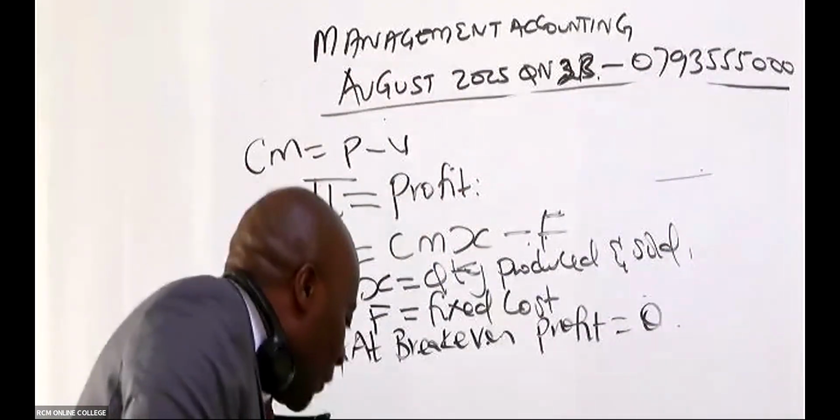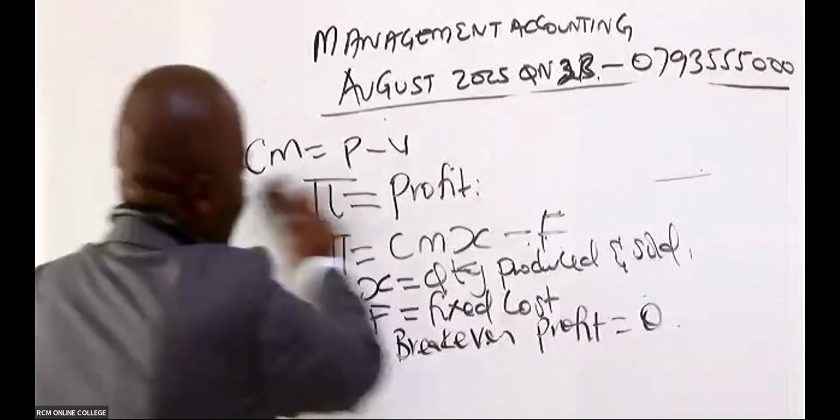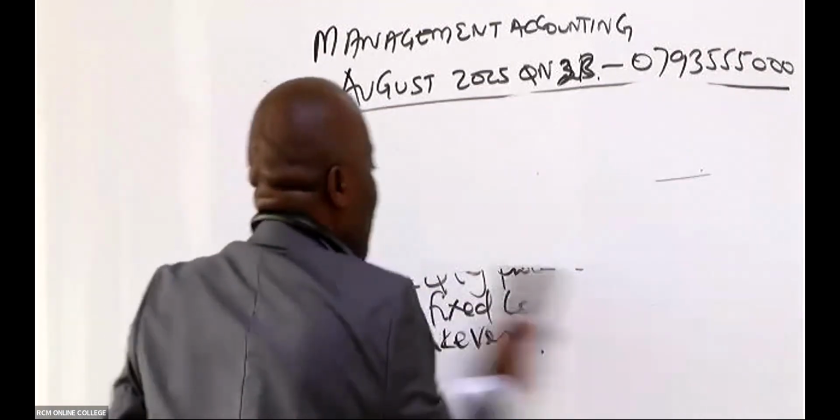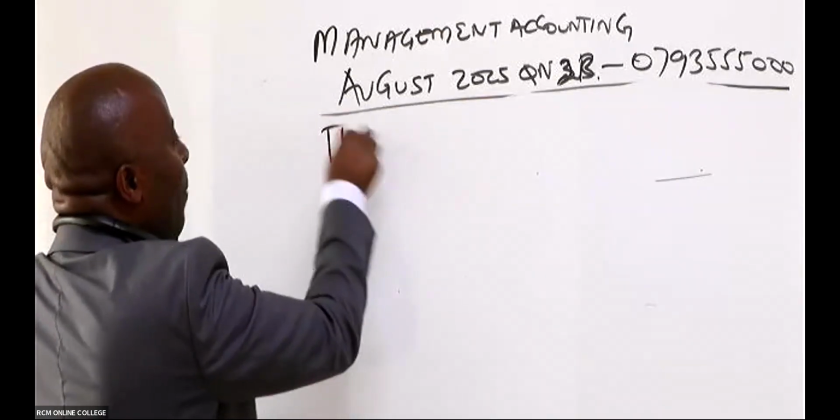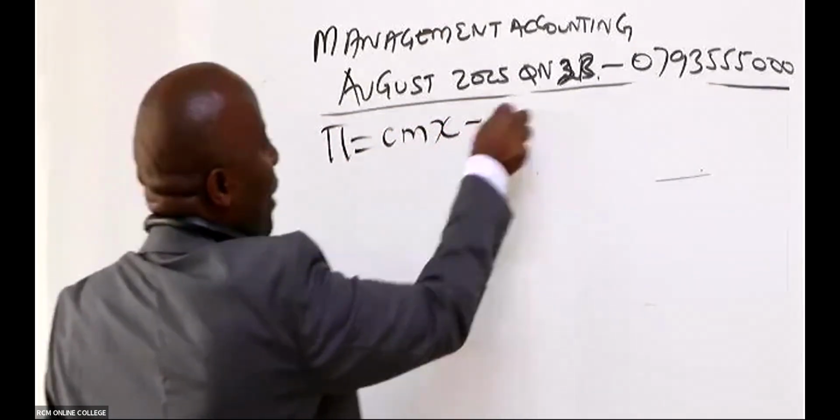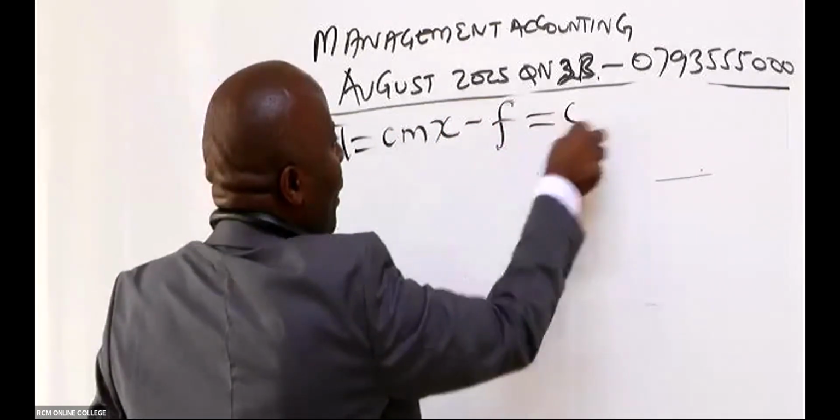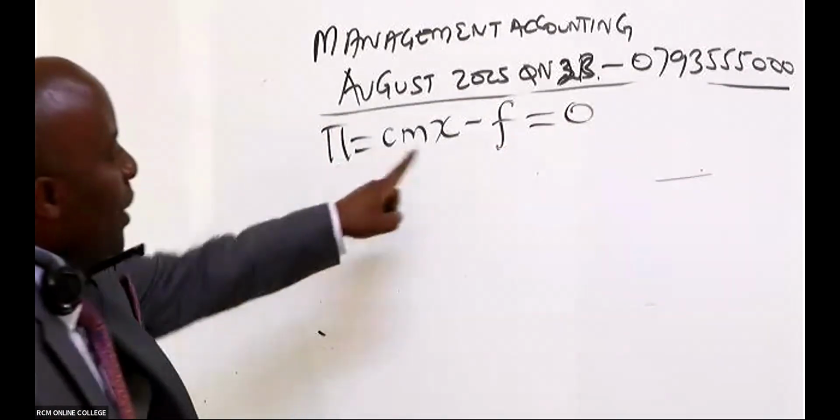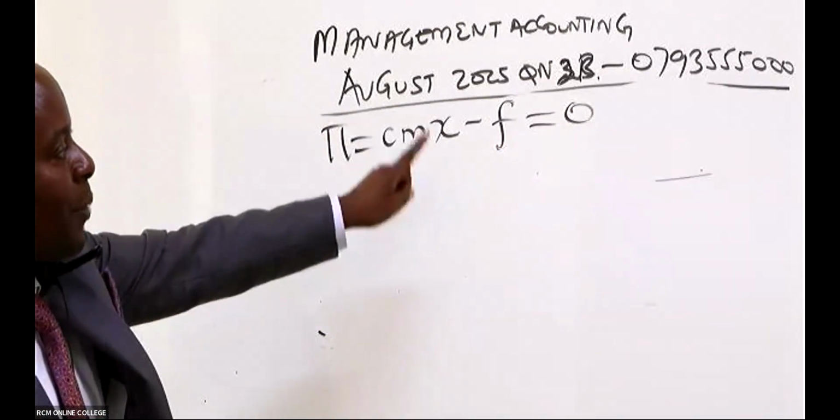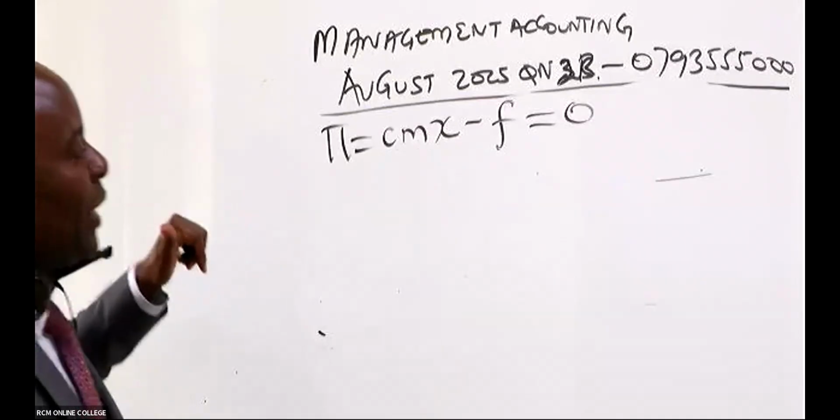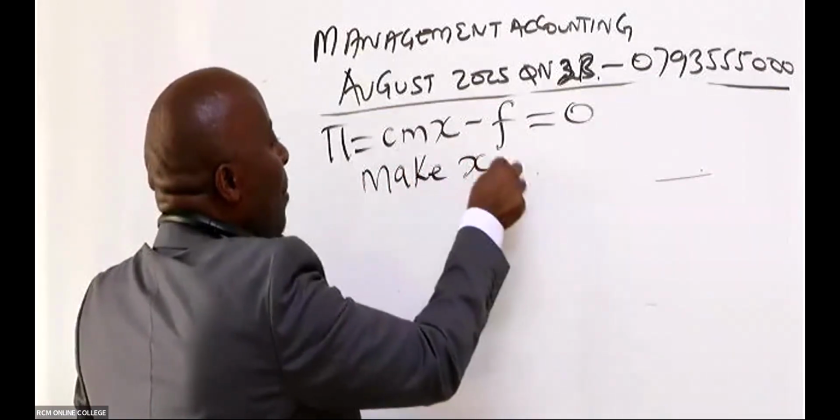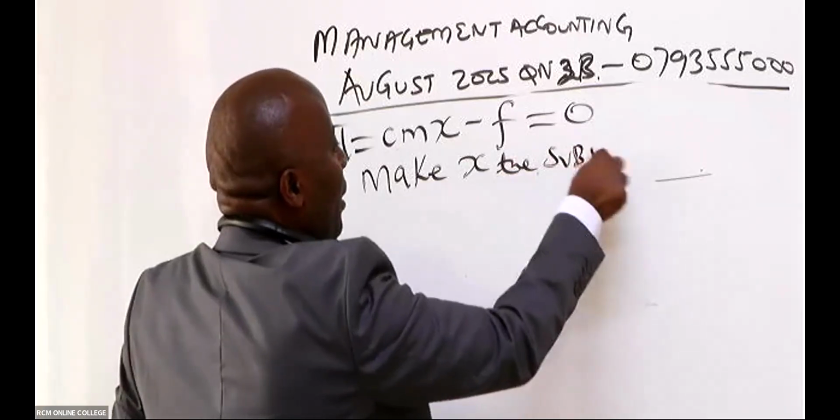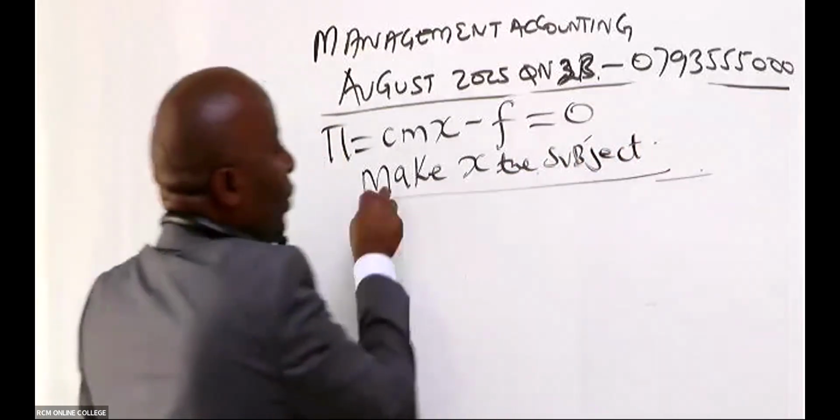Let me come back here. Very important. So you're saying that at break-even point, profit is zero. And we have just said that our pi equals CMX minus who? F. And we are saying that at break-even point, this profit is zero. So if that is the case, go ahead and make X the subject of the formula.